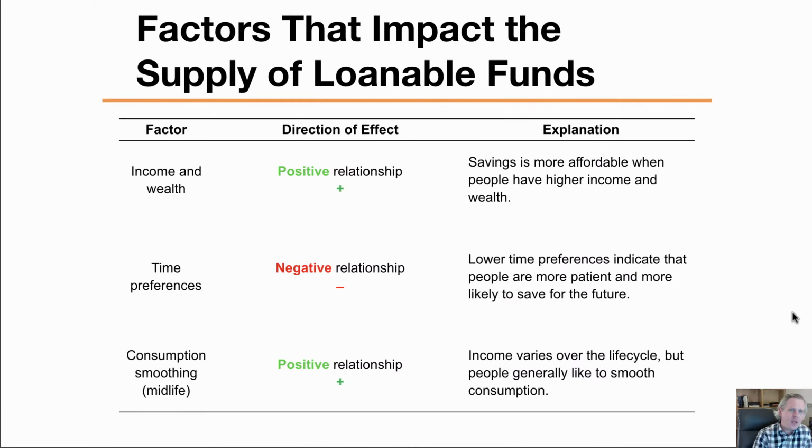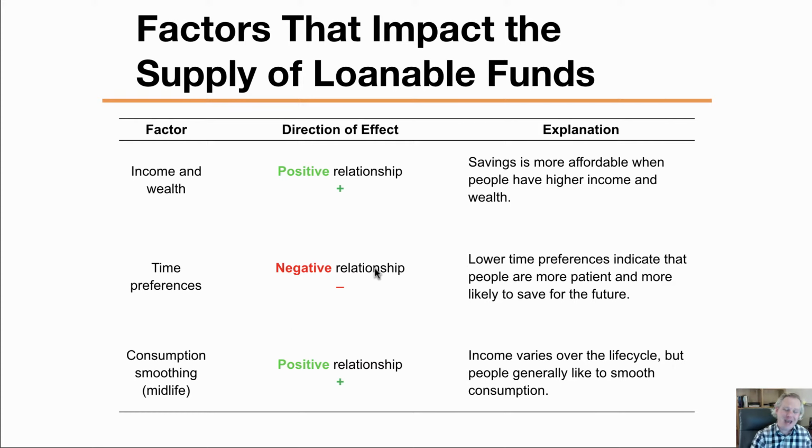And so I promised you a graph that would put all of the supply side factors of the loanable fund market, the things that shift the supply curve, here on one slide. And so income and wealth can change the supply curve, and it's a positive relationship. So when income goes up, the supply curve shifts to the right. When income goes down, the supply curve shifts to the left. So the supply curve moves in the same direction with income. That's what we mean here by positive relationship. The variables move in the same direction in the model.